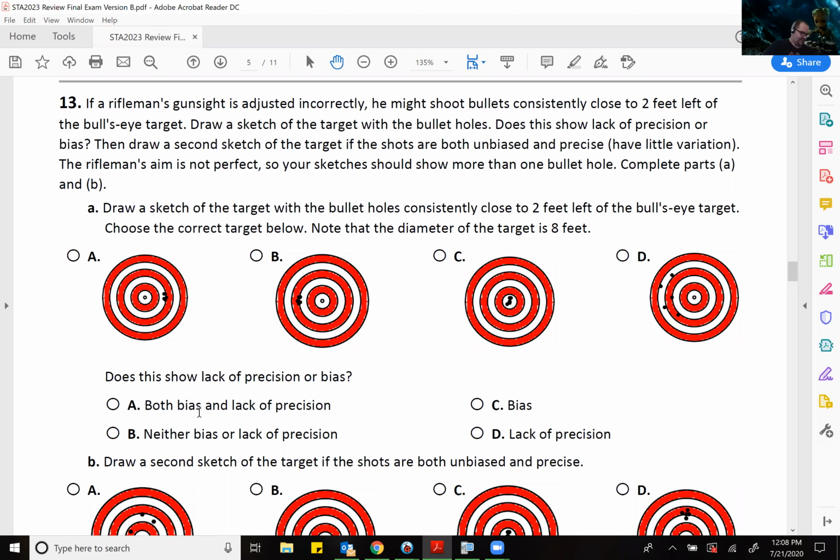And then bias is the accuracy, okay? How close are you to the truth? So this one shows that there is bias, okay? There is bias here because we're not hitting the truth value. Our accuracy is off. So the answer to this second piece, does this show a lack of precision or bias? It shows that there is bias because we are not hitting the center. All right.